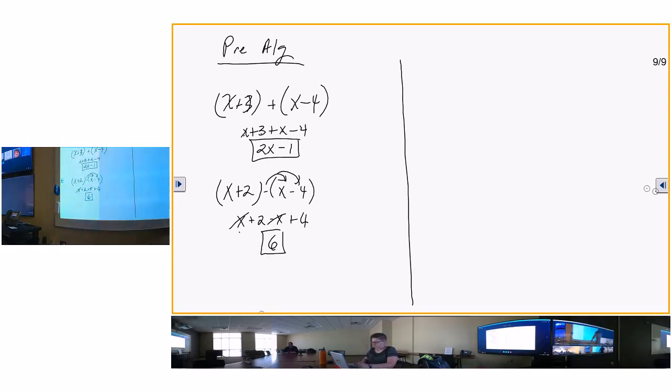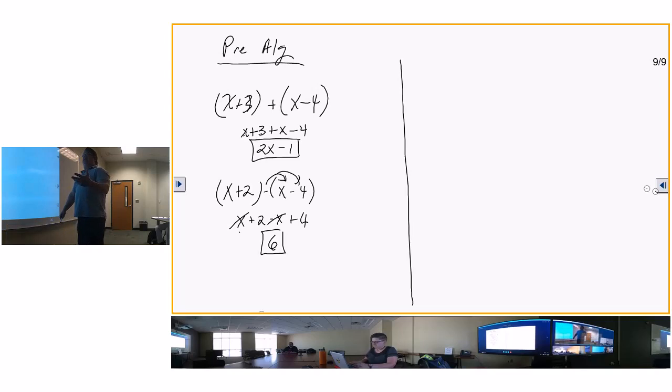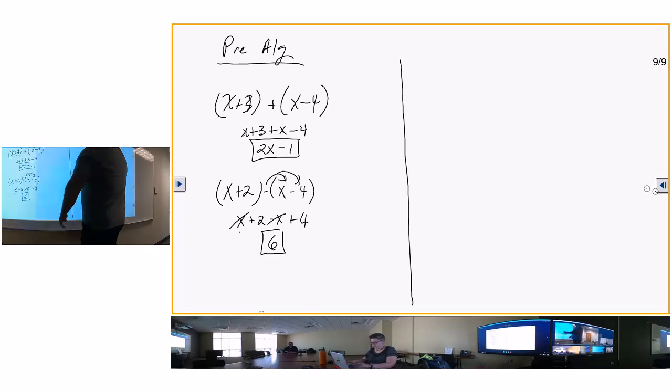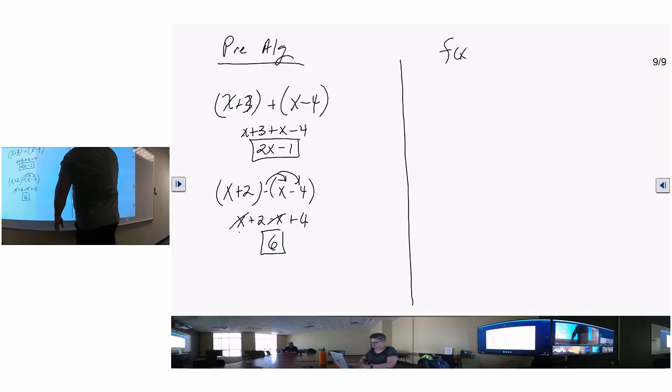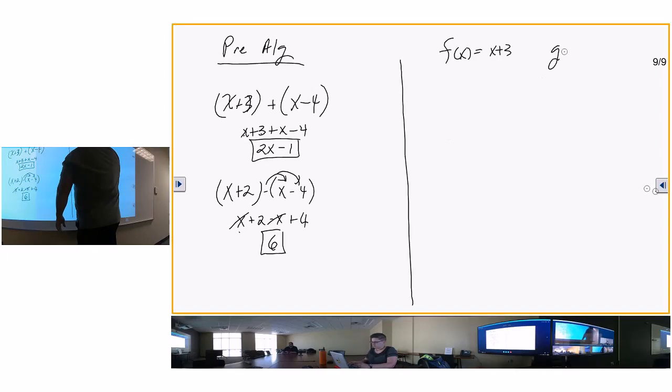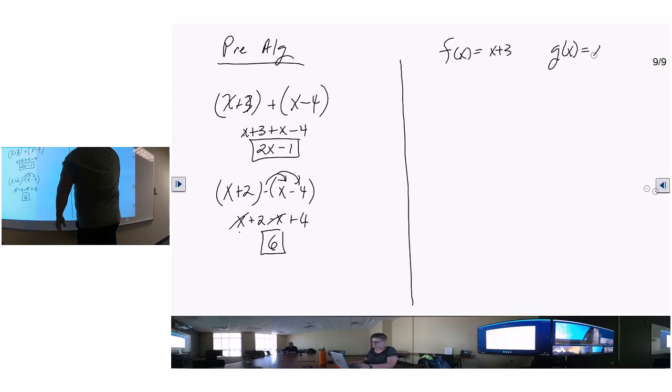Yes or no? Well, can't do that now because you've got to be sophisticated. So what you do is you say f of x is equal to x plus 3, and then g of x is equal to x minus 4.